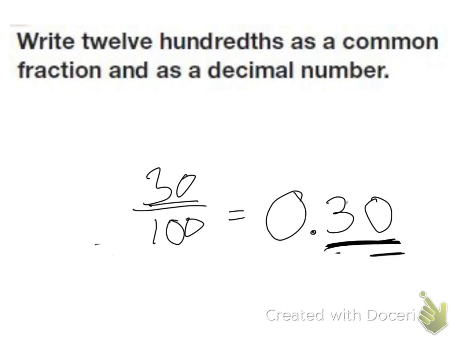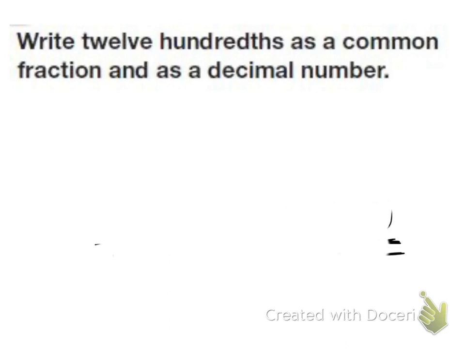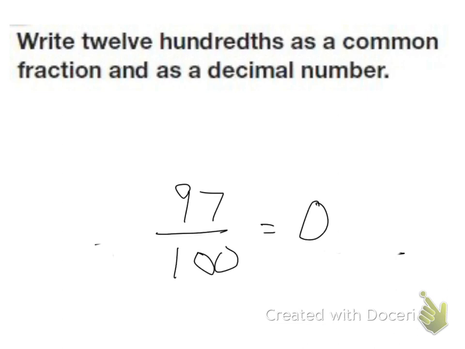Okay, if I have 97 over 100, that equals 97 hundredths because the last place value tells you the denominator. So 97 hundredths.